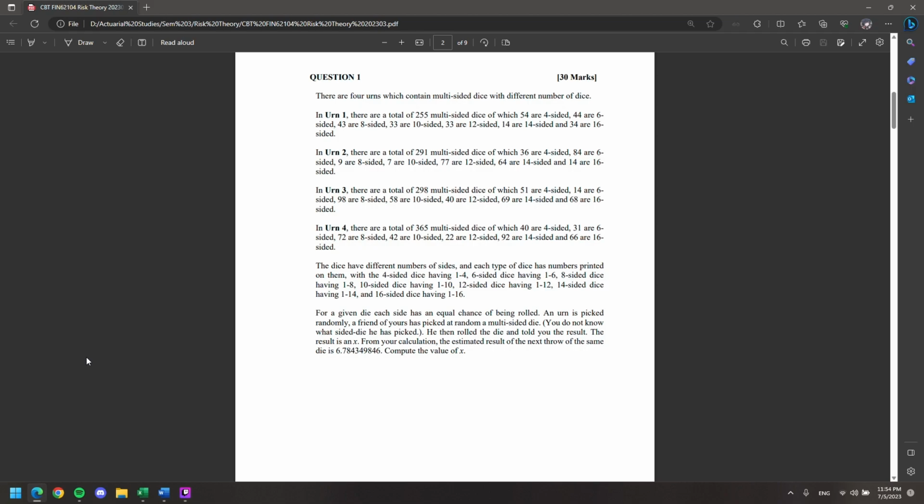From the question, we are given 4 urns, each containing multi-sided dice and different numbers of dice. The dice sides are from 4 up to 16 sides at intervals of 2, where each side has equal probability of getting rolled. The question provided information that a random multi-sided die is picked and rolled, and the result is X. The estimated result of the next roll of the same die is 6.200669931, which is a slight change on the question. So the question asks us to find X.